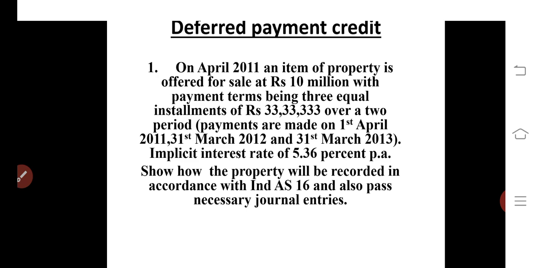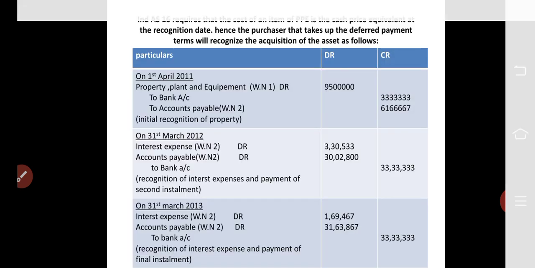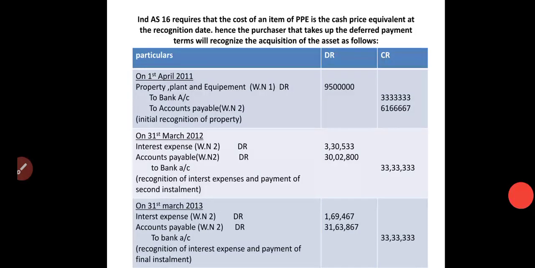We need to pass the necessary journal entries according to Indian Accounting Standard 16. So let us go through the solution. Indian Accounting Standard 16 requires that the cost of an item of property, plant and equipment is the cash price equivalent at the recognition date. Hence, the purchaser that takes up the deferred payment terms will recognize the acquisition of the asset as follows.